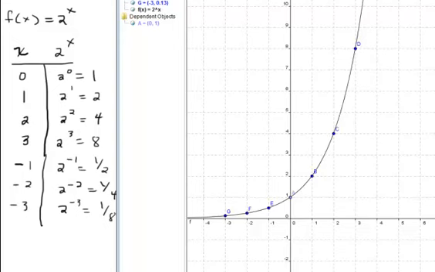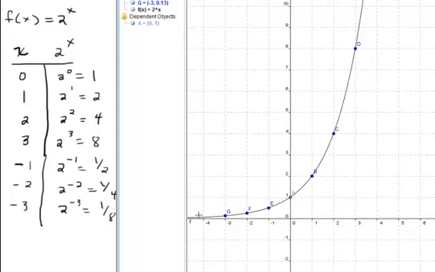Now notice something about this exponential graph. It passes through the point 0, 1. It goes on and on and on up towards infinity as x gets large. And as x gets larger and larger negative, notice that the function is approaching 0.